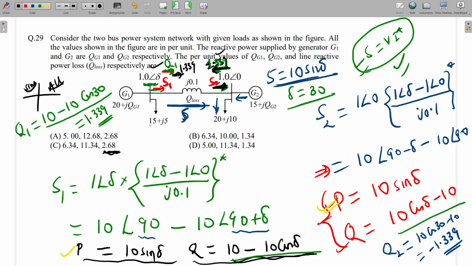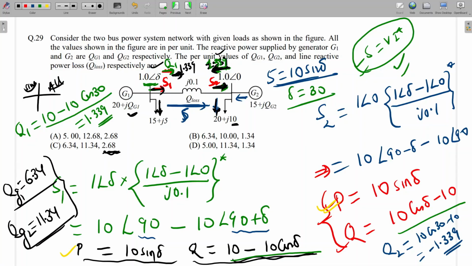Coming to QG1. How much is the reactive power consumed by this line? 5 j5, so 5 plus this 1.34. So QG1 will be 6.34, this 5 plus this 1.34. Is it clear? And QG2 will be this 1.34 and this 10. Here reactive power is 10. So 10 plus 1.34, QG2 will be 11.34. It will be clear, I think.